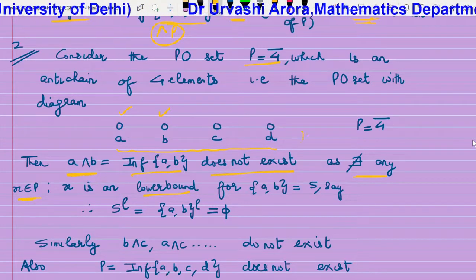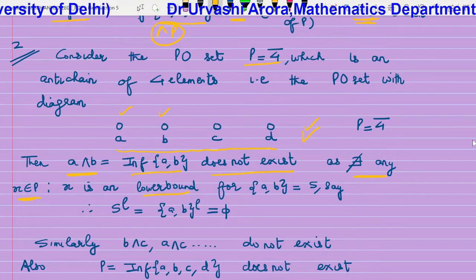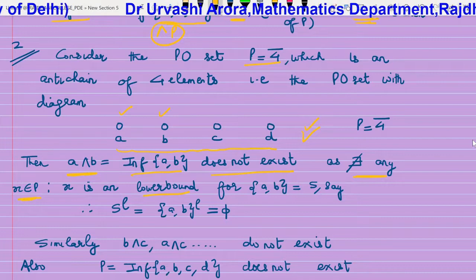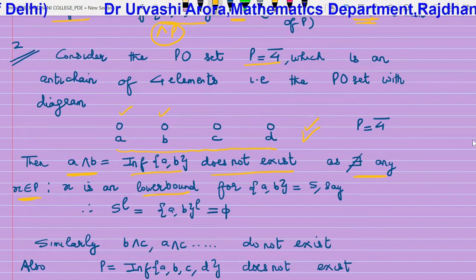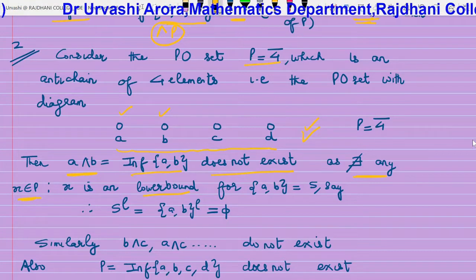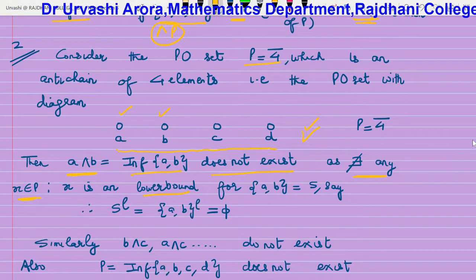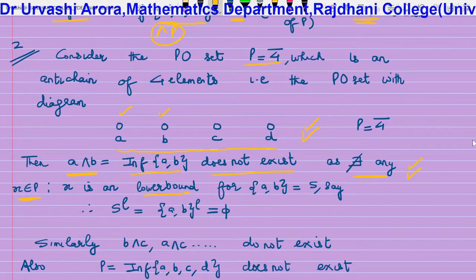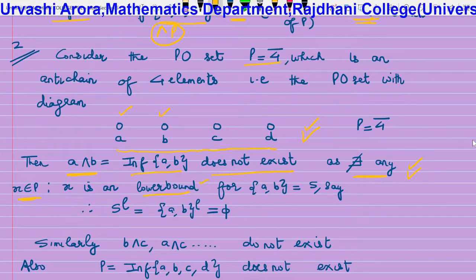In fact, the elements of the partially ordered set P are not related to each other. So there is no question of an element being at a lower level or an upper level, or of an element being greater than or smaller than the other, because there is no relation between the elements.